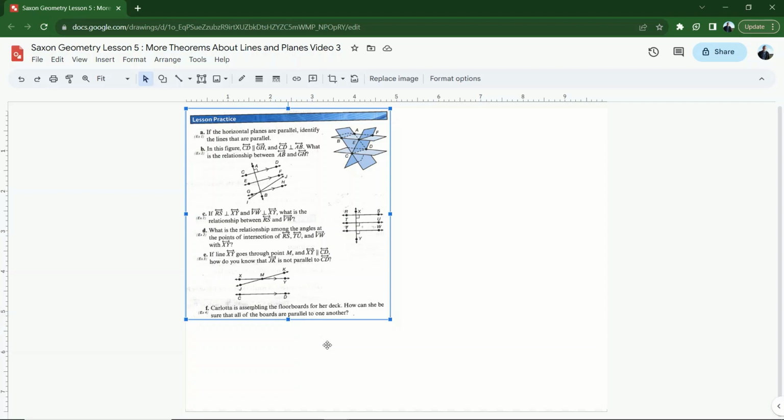Here we go with our lesson practice for lesson 5. This is going to be using the postulate and the theorems from lesson 5 to answer these questions. Let's start with letter A.